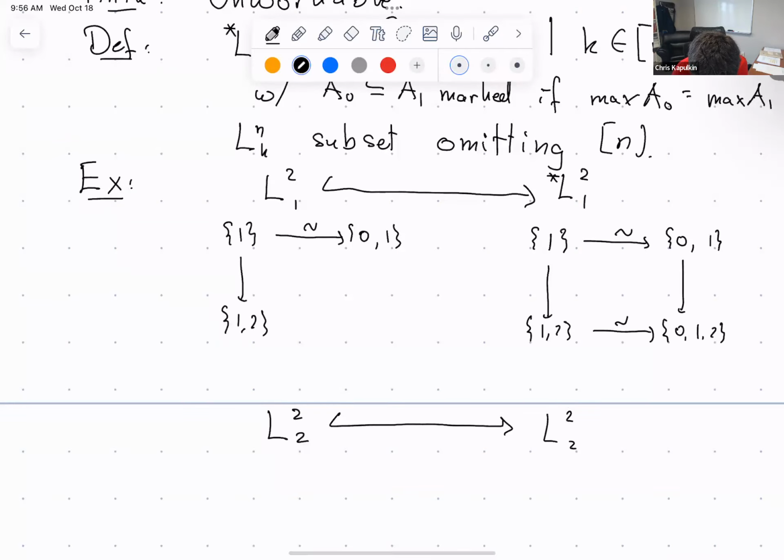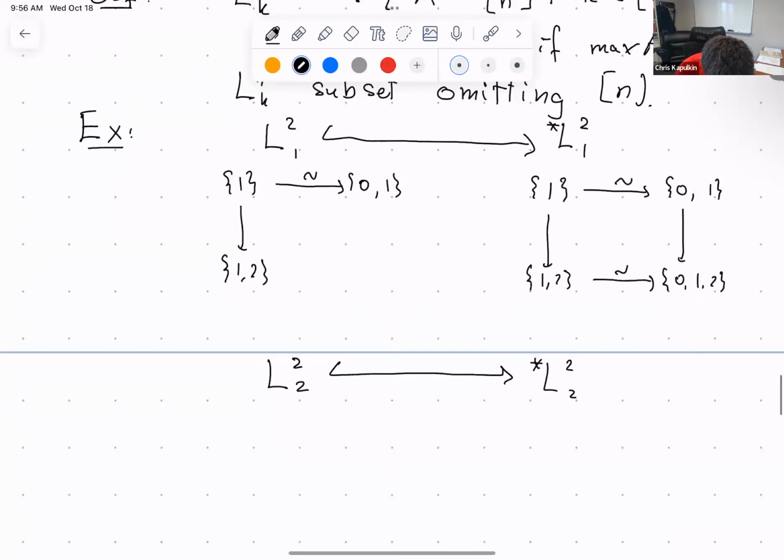We're going to do L22, L22 star. So now the subsets must contain 2. So the smallest will be 2. And now I can either add 0 to 2 or 1 to 2. And everything will be a weak equivalence.